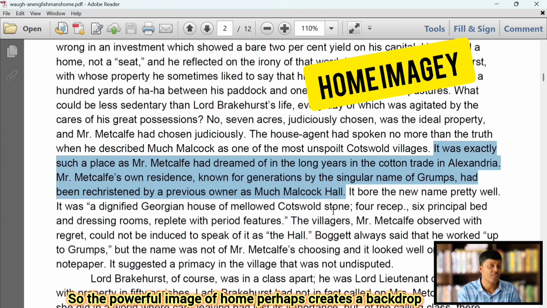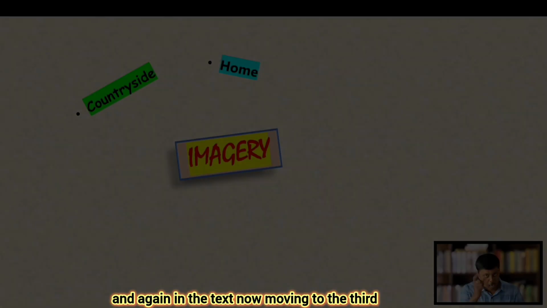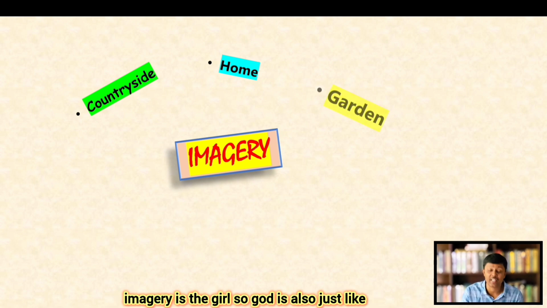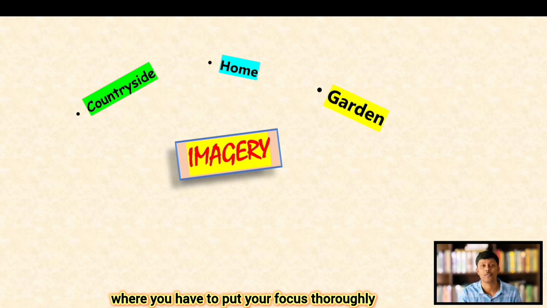So the powerful image of home perhaps creates a backdrop in the text, so that the image you have to learn through the text creates a conception, or rather a misconception, about this particular idea of home in the text. So home becomes a significant aspect again and again in the text. Now, moving to the third imagery, the garden. Garden is also, just like home, another significant image where you have to put your focus thoroughly.